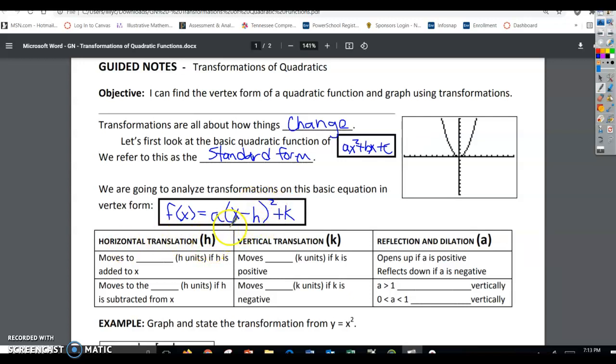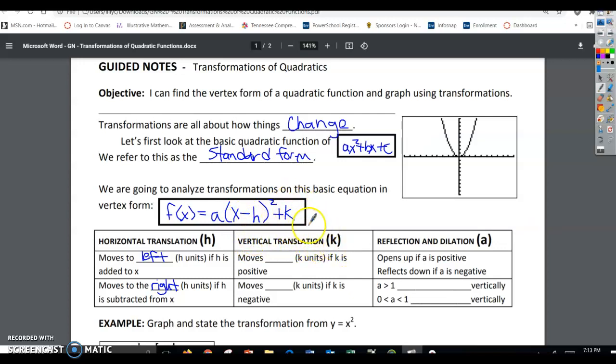Alright, so h is going to be your horizontal movement. Okay, so it's going to move to your left if h is added to x. Alright, so if something is added, it's going to move to your left. And it's going to move to the right if h is subtracted. Alright, so this kind of seems opposite of what you think, but it's because it's x minus h, so x opposite h.